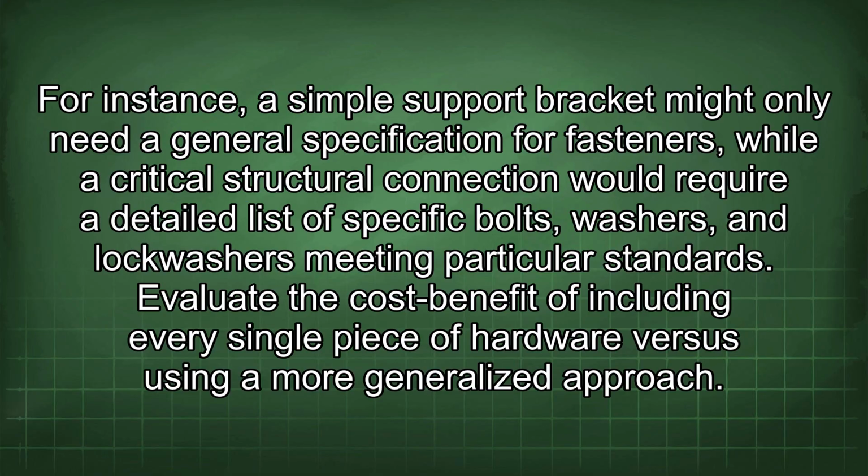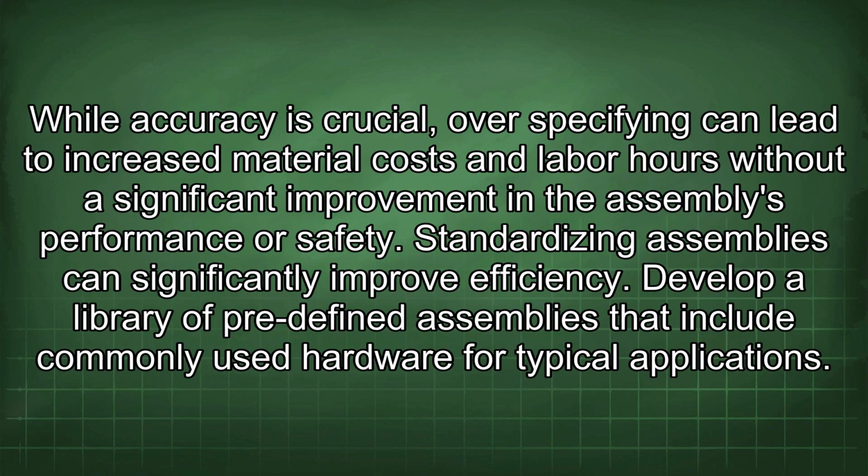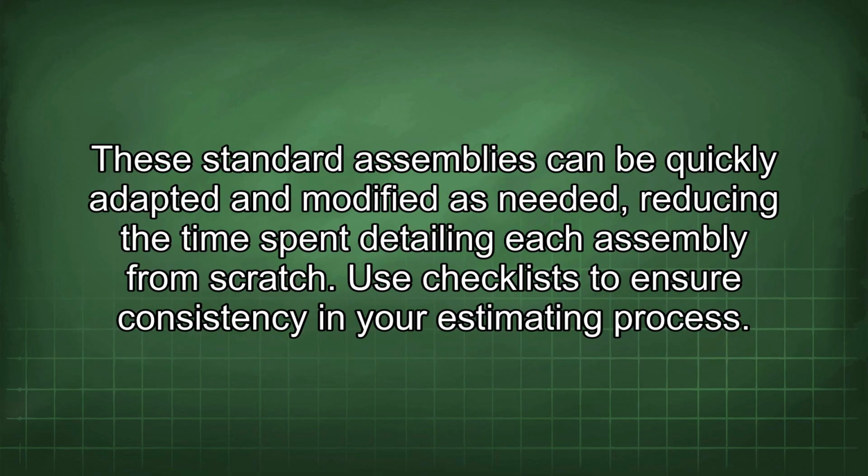Evaluate the cost-benefit of including every single piece of hardware versus using a more generalized approach. While accuracy is crucial, overspecifying can lead to increased material costs and labor costs without a significant improvement in the assembly's performance or safety. Standardizing assemblies can significantly improve efficiency. Develop a library of predefined assemblies that include commonly used hardware for typical applications. These standard assemblies can be quickly adapted and modified as needed, reducing the time spent detailing each assembly from scratch.